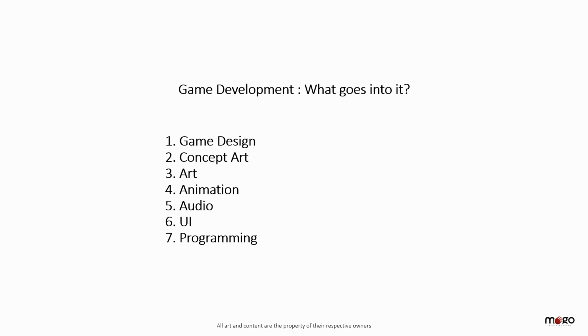Then finally, you have programming. Programming is what brings all of these things together. Okay? So at Mogo, we teach some of these things. At Mogo, we teach concept art, we teach art, we teach animation, and we teach programming. Right? Some of these other things will come soon. But right now, we teach concept art, animation, and programming. Programming being one of the core aspects of game development. Okay? So let's look at some of these things in slightly more detail.